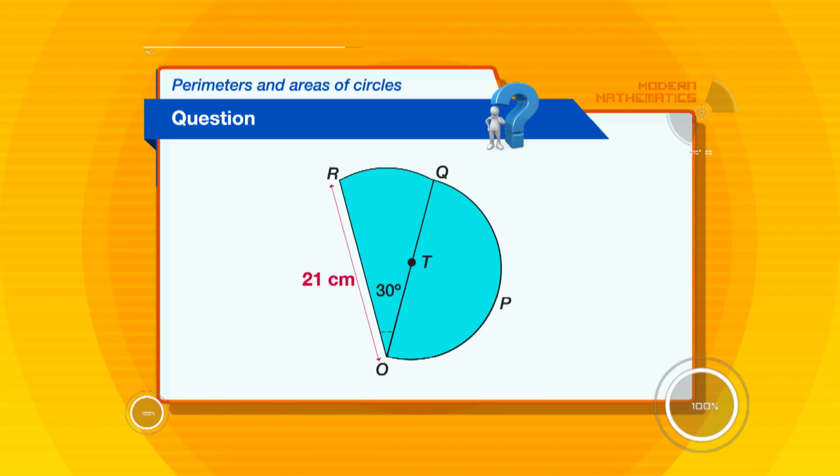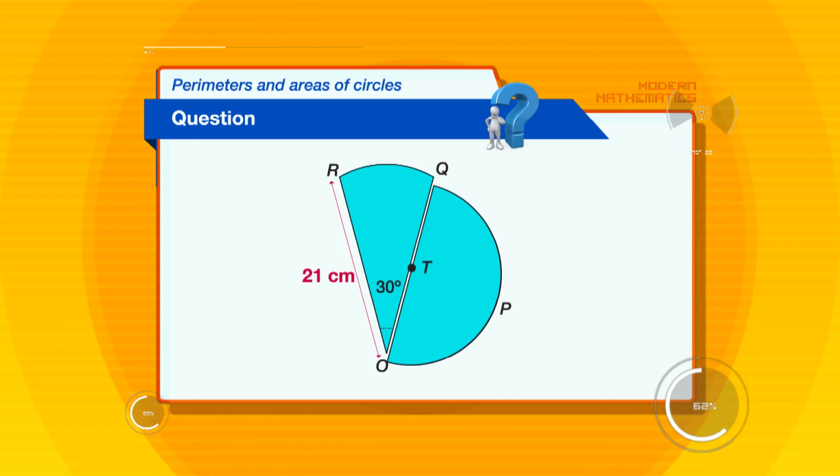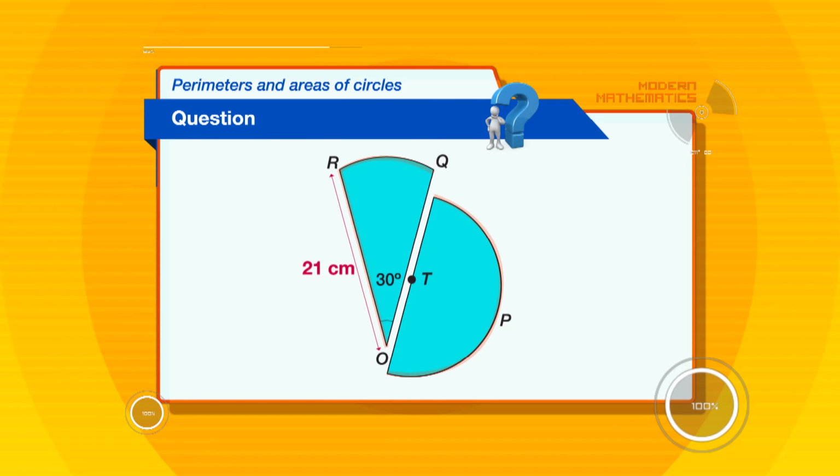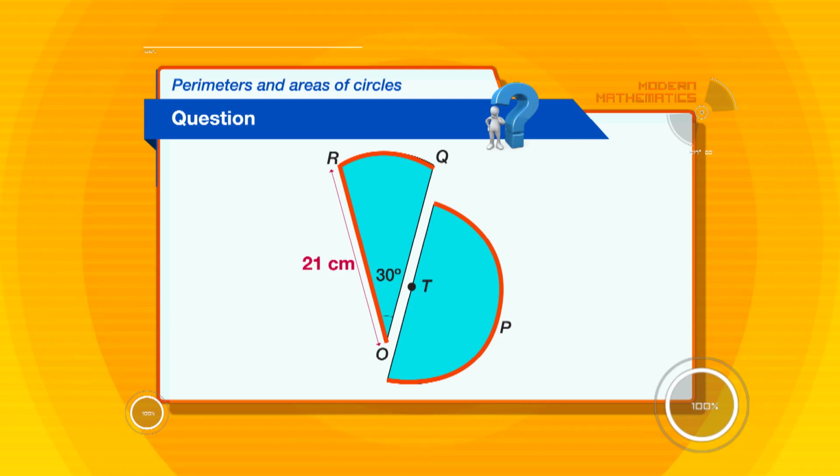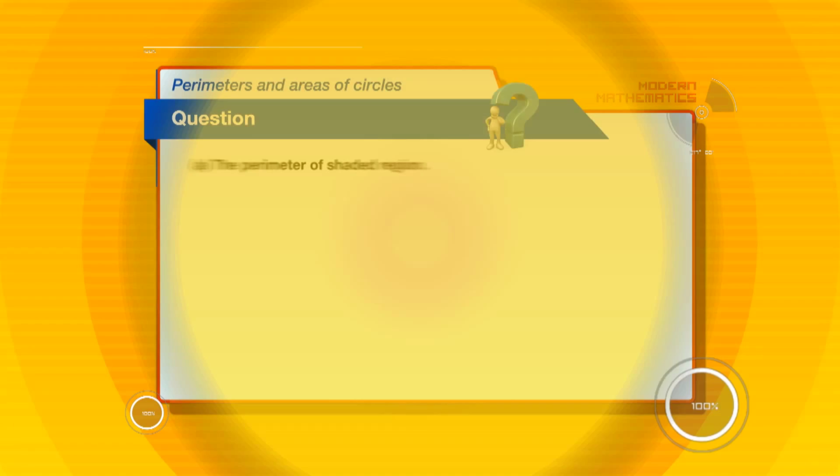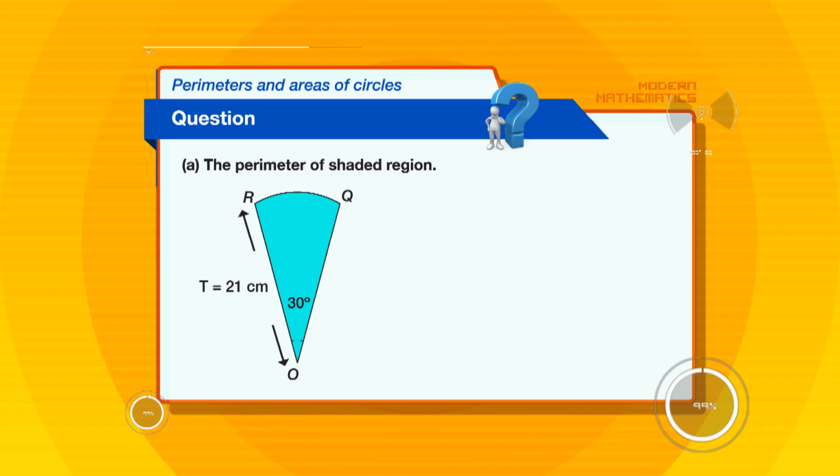So, when we are required to find the perimeter of the shaded region, we are actually looking for the length OR, arc RQ, which is based on the circle centered at O, and arc QPO, which is based on the circle centered at T. Notice that I've highlighted the two different circles. So be careful, do not include OQ as part of the arc for circles centered at T. Now, what do we do next? Since the question has given us the length OR, which is 21 centimeters, that is done. We do not need to find it anymore.